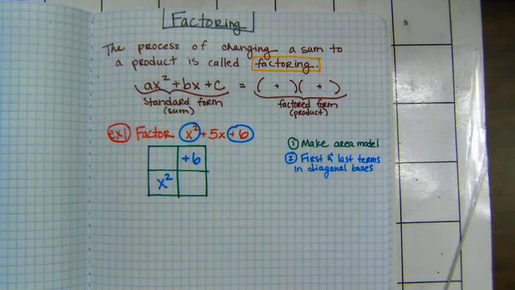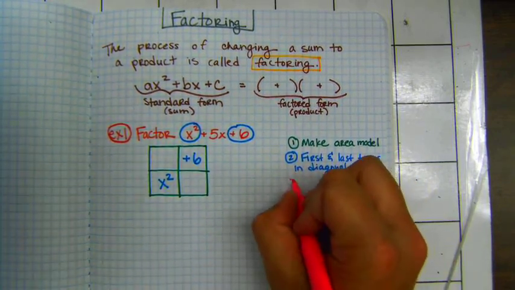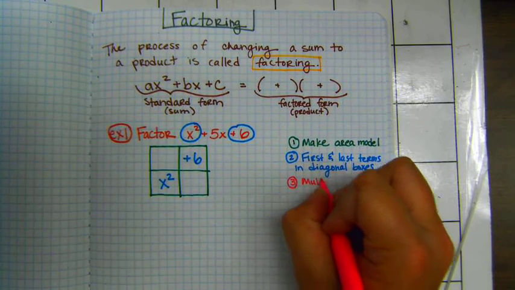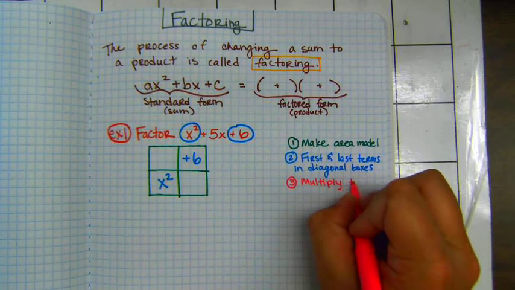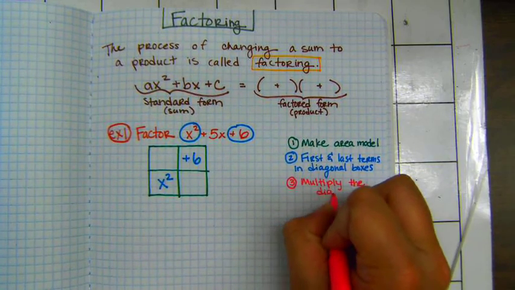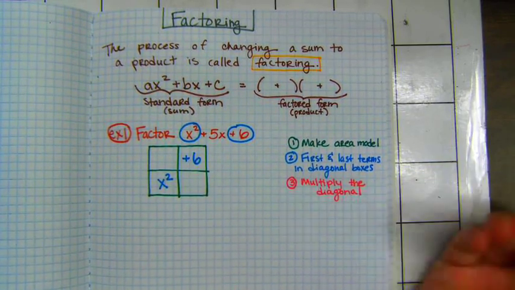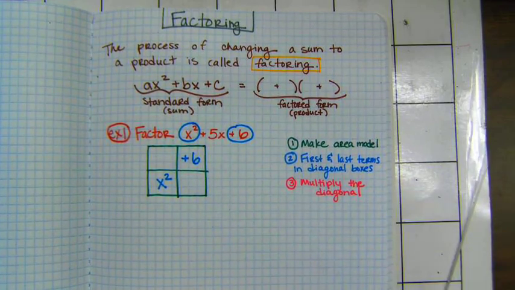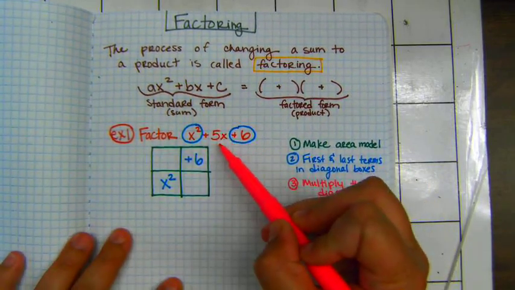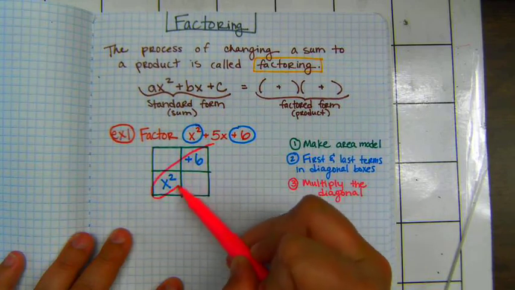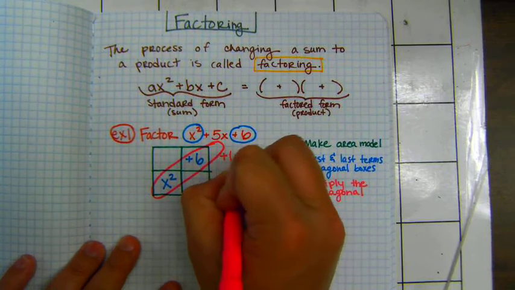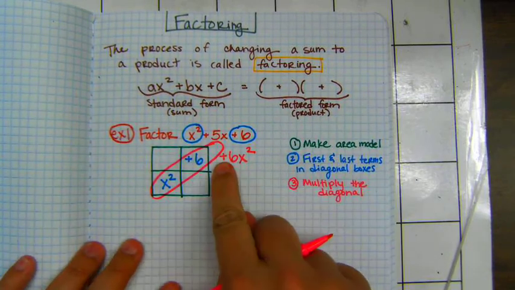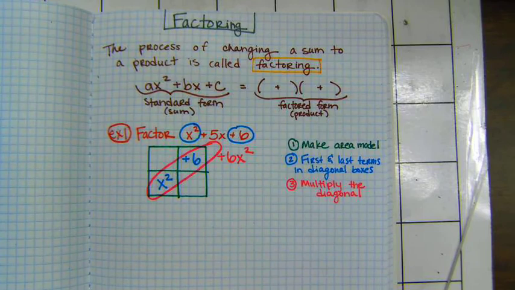Step 3 is going to be to multiply the diagonal. And I always like to draw a circle or an oval around what I'm multiplying. That will just clearly show me what is being multiplied. Well, here it's going to be x squared and plus 6. Well, that will be plus 6x squared. You don't necessarily need to write that plus. I just do so I can clearly see which sign I'm looking for. Okay.